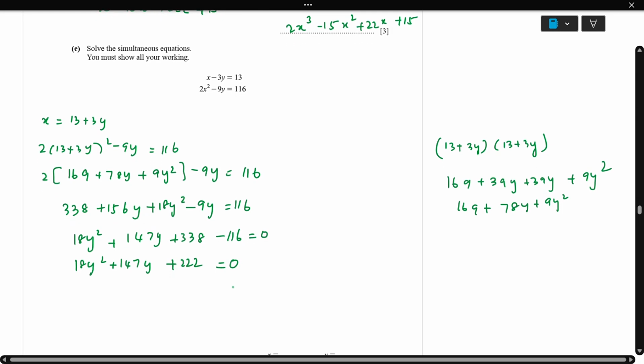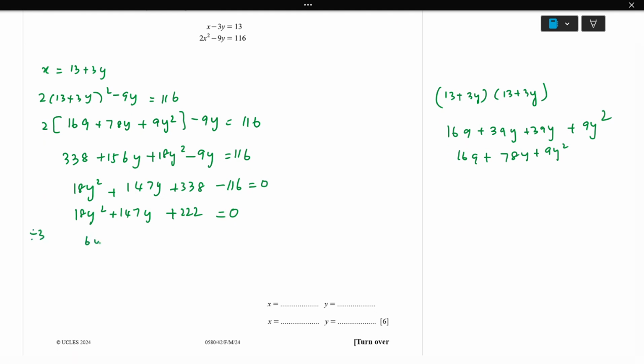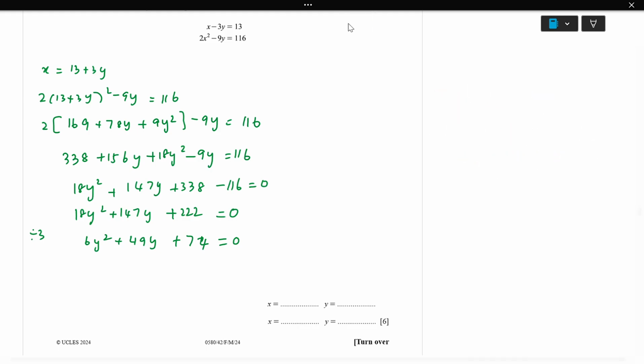So the entire equation is divisible by 3. So I'm dividing the entire equation by 3. The equation becomes 6y square plus 49y plus 74 equal to 0. So I'll erase the right side part here. Okay, the rest I'll continue here.